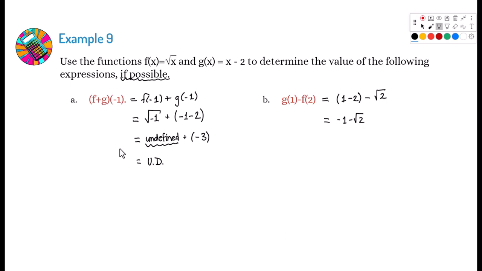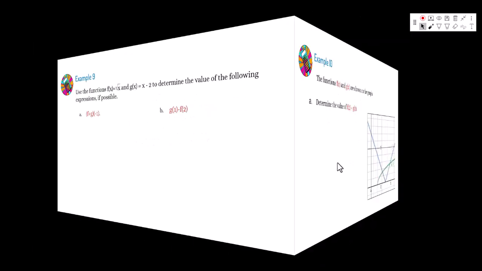Now, this is an exact value. In Math 30-1, I would really like to see students leave final answers as exact values unless they tell you to round to the nearest 10th, 100th, etc. Otherwise, we're going to focus on leaving things like this. Let's move on to the next question.